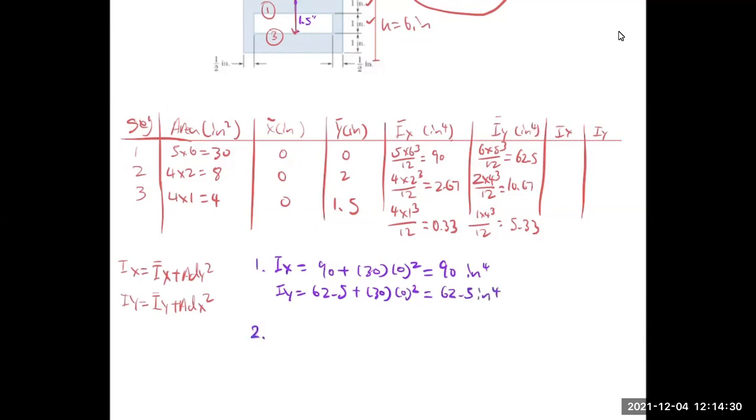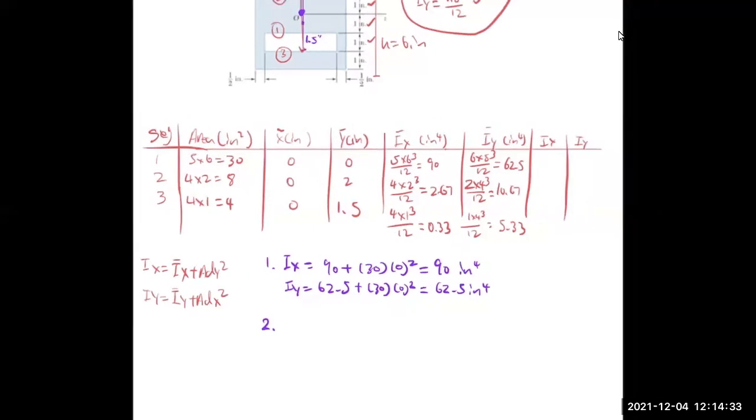And then, let's say for segment 2. Segment 2, the I bar x, which is 2.67, plus area, which is 8, multiplied by the dy, which will be 2 in this case, squared. You're going to get 34.67 inch^4. And then Iy, we got 10.67 plus A, multiplied by dx, which will be 0 in this case, so 10.67 inch^4.